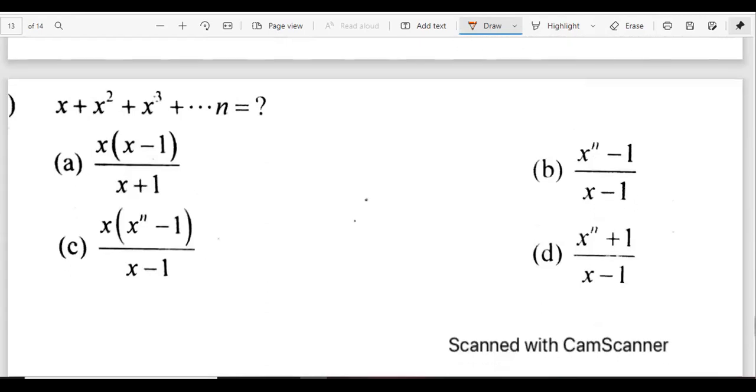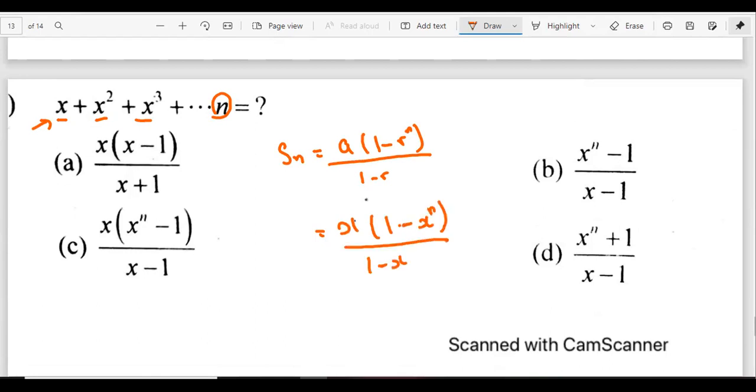Okay, good. Now, what do we have? Again, this is a series where we are adding x plus x squared and so on, a geometric progression, where r is x, right? Very good. This time, n is n terms only. So the formula is a times 1 minus r to the n, divided by 1 minus x. Now, in all these options, I do not have 1 minus x anywhere in the denominator. This means it would be a bit different.